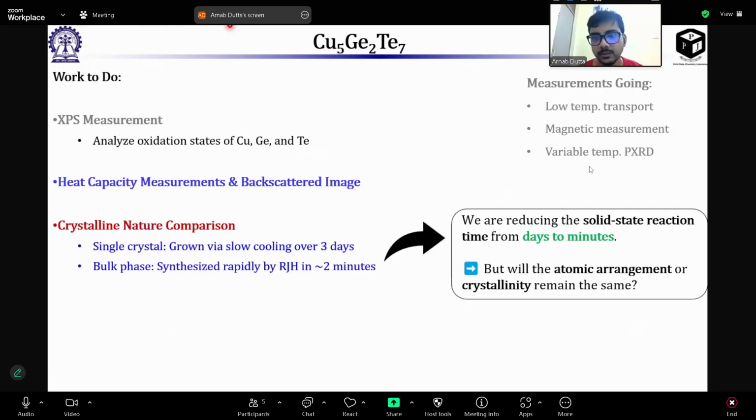Okay, so low temperature transport measurement is going on here, and cool. We need to check variable temperature PXRD if there is some transition. And I require heat capacity measurement because if it shows ultra low lattice thermal conductivity, then we can check with heat capacity measurement as well. Yeah, we should do that for sure.